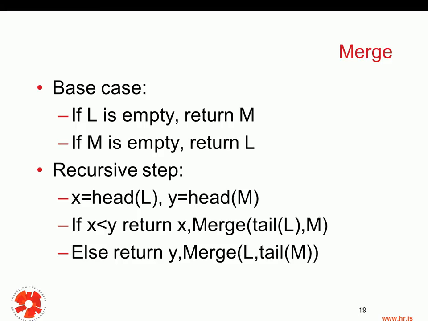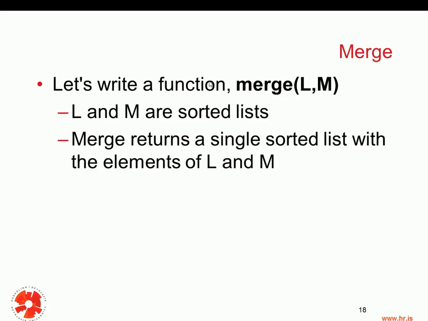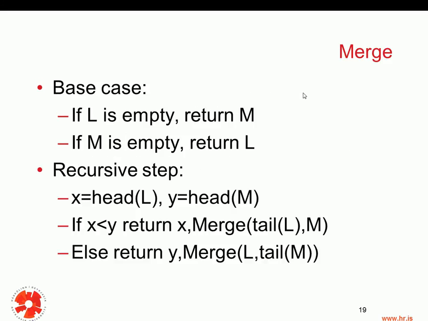So if we try to identify the base cases, if L, which is the first part of the pair, is empty, then we just return M. And on the other hand, vice versa, if M is empty, then we just return L.